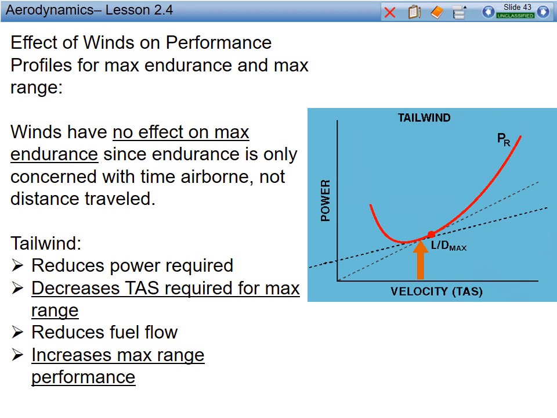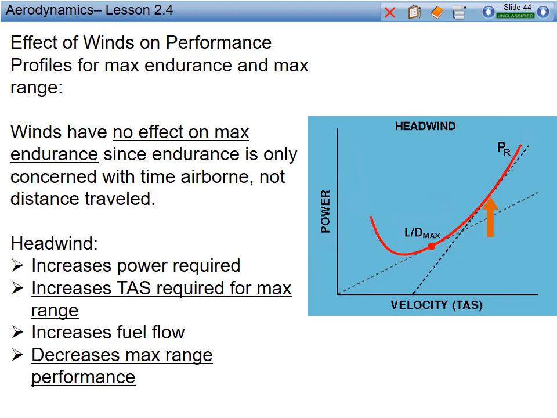In other words, reducing power required decreases the true airspeed for maximum range, which allows me to reduce my fuel flow and increase my maximum range performance. Think about how you would want to act if you were running with a tailwind. You would want to sail to harness that wind and allow yourself to move faster over the ground. Your plane is the same way. You will go to a lower true airspeed while presenting a higher surface area, higher angle of attack, and allow that wind to push you further downwind.